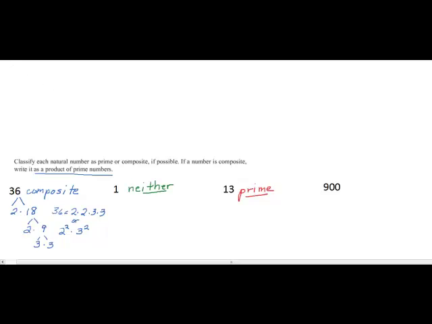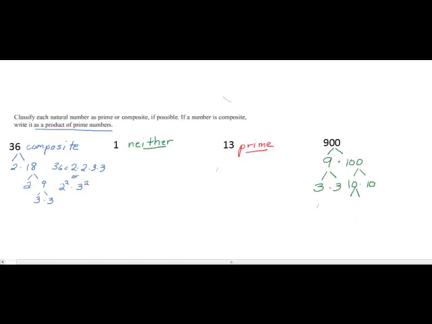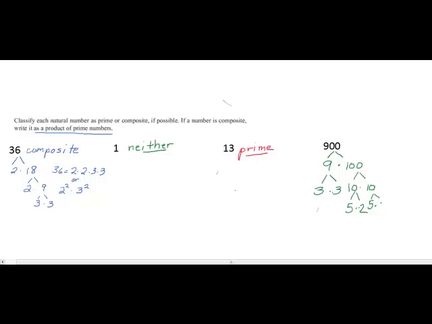900, big number, it's even. We know that it's got to be composite, so let's talk about the factors. And we know 9 times 100 is 900. Now 9 can be further factored as 3 times 3, and those are prime. 100 we know is 10 times 10. Those are not prime, so we must keep going. 10 is 2 times 5. 5 times 2 is 10. So definitely a composite number for 900.